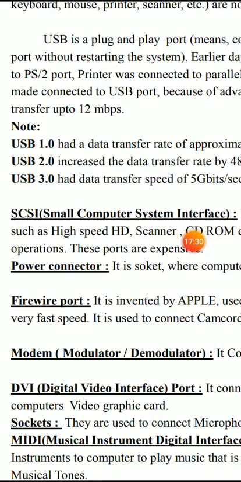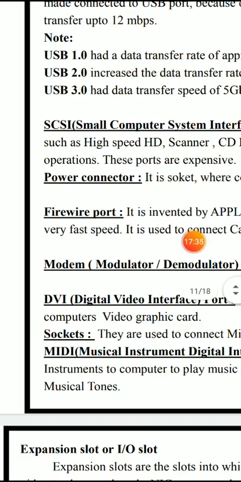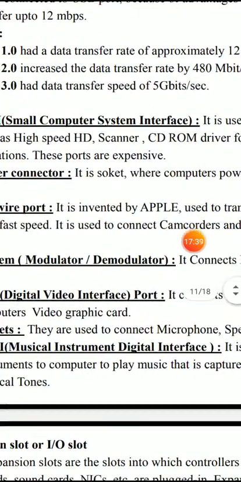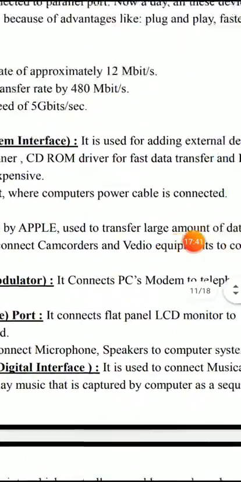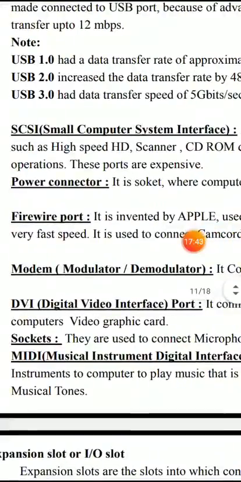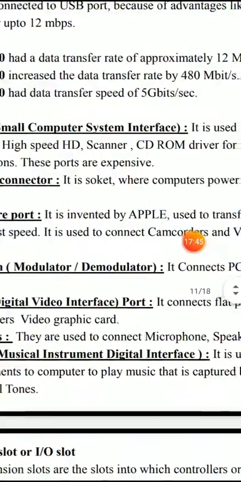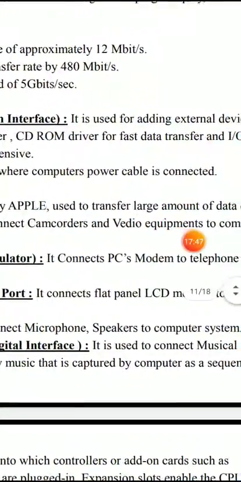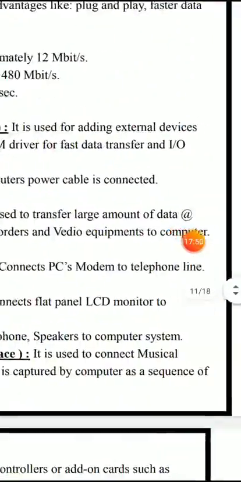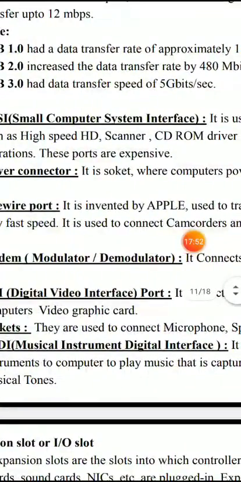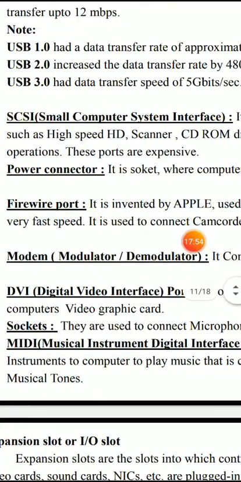So the cost of a USB also varies from version to version. Next one is called SCSI. SCSI stands for Small Computer System Interface. It is used for adding external devices such as high-speed hard disk, scanner, CD-ROM drive for fast data transfer and I/O operations. So these ports are very expensive. Nowadays they are replaced by USB port.